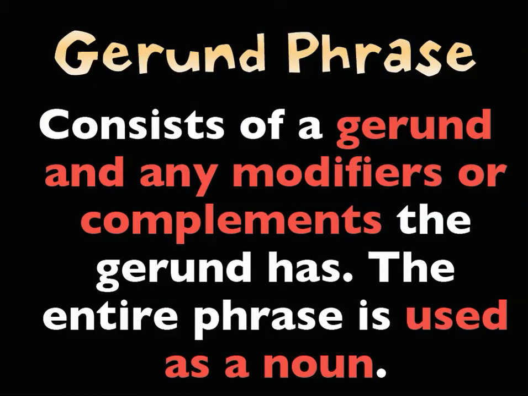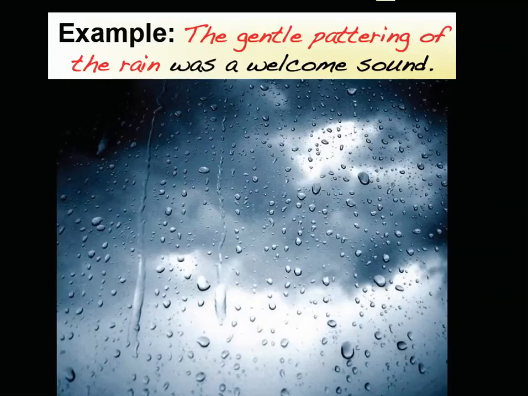So moving on from just a simple gerund, a gerund phrase consists of a gerund and any modifiers or complements the gerund has. The entire phrase is used as a noun. Therefore, if you're running the gerund test, you have to substitute that entire phrase for the it. The gentle pattering of the rain was a welcome sound. That whole phrase, the gentle pattering of the rain, is being used as a gerund. Let's try the test. It was a welcome sound. Does it work? Yes.